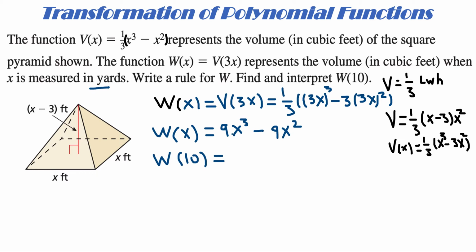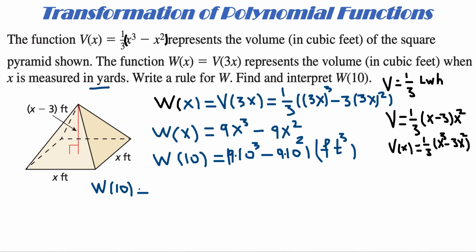Now W of 10 is equal to 9 times 10 cubed minus 9 times 10 squared, and this is in cubic feet. So everything here is in cubic feet. So W of 10, we can already find out, is going to be equal to.